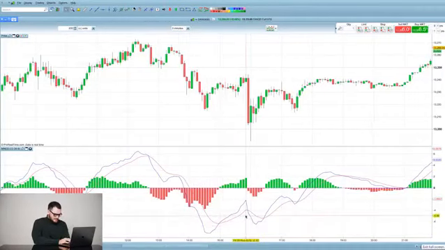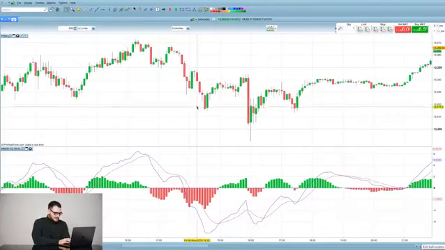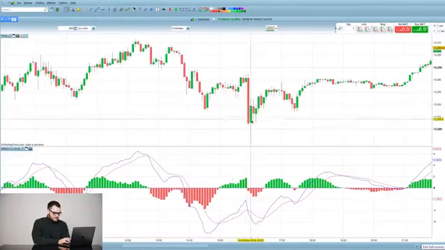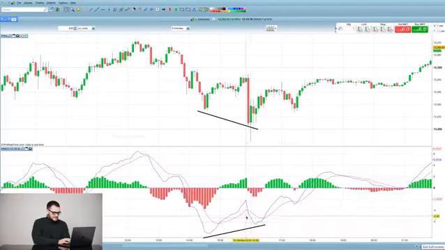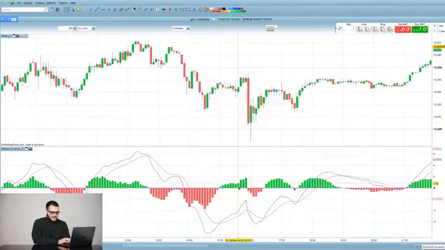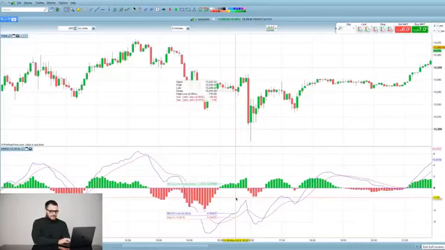Here is a bottom wave, here's a bottom wave, and here we have two correlating bottom waves as well. As we can see, this bottom wave is lower than the previous one, and in the MACD, this bottom wave is higher than the previous one. So the readings of the price and MACD are diverging. So they're showing different shapes. So this is a divergency.